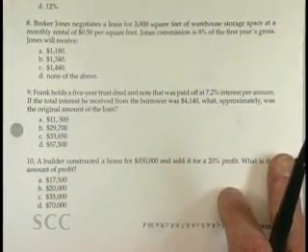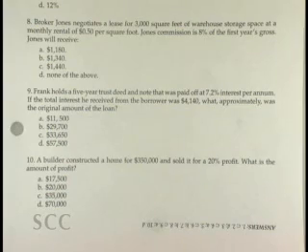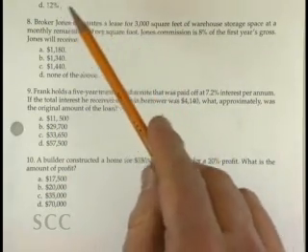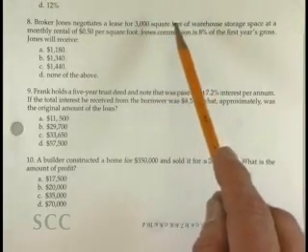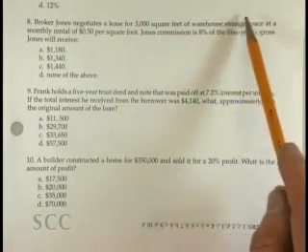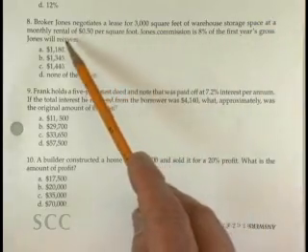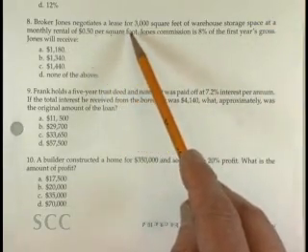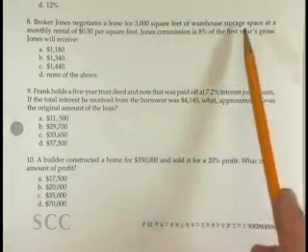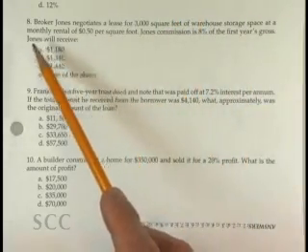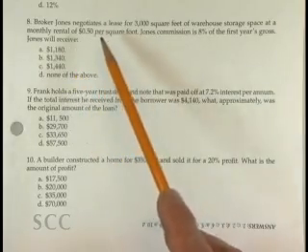Question number 8. It says, Broker Jones negotiates a lease for a 3,000 square foot warehouse storage space at a monthly rent of 50 cents per square foot. Jones' commission is 8% of the first year's gross. Jones will receive how much money?